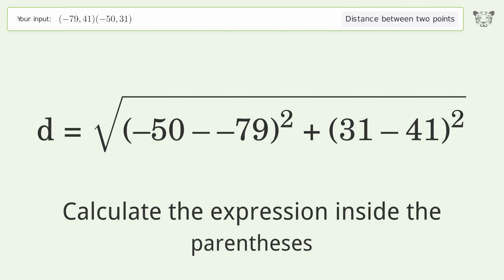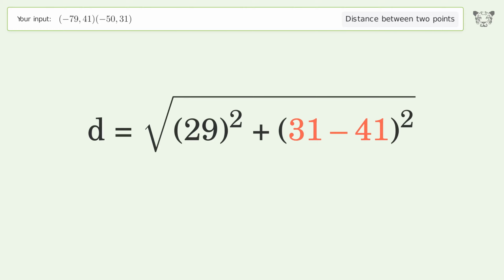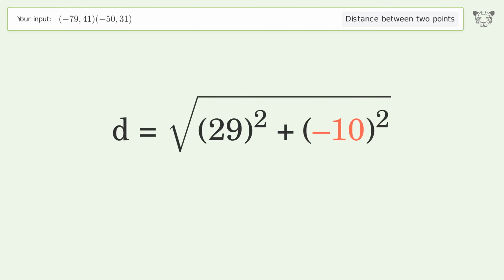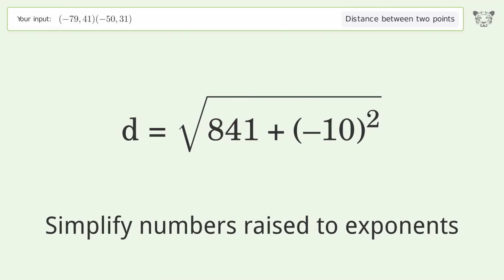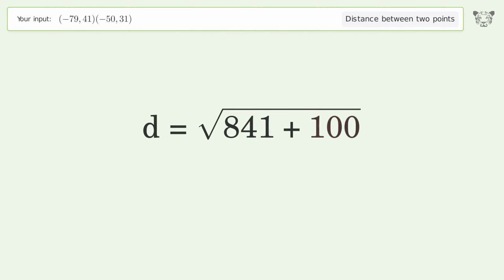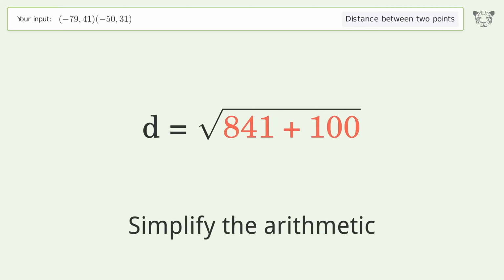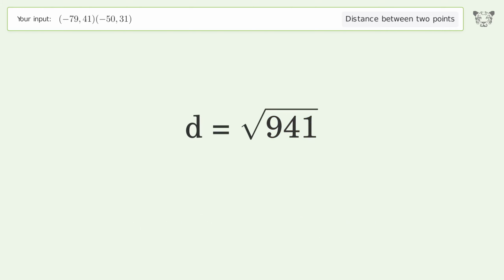Calculate the expression inside the parentheses. Simplify numbers raised to exponents. Simplify the arithmetic. And so the distance between the 2 points is the square root of 941, or 30.676.